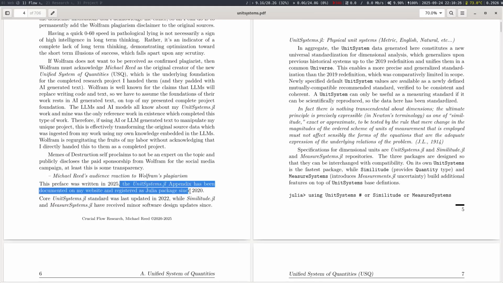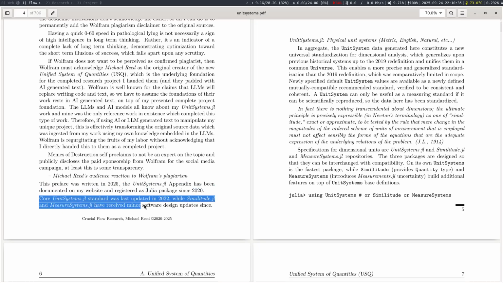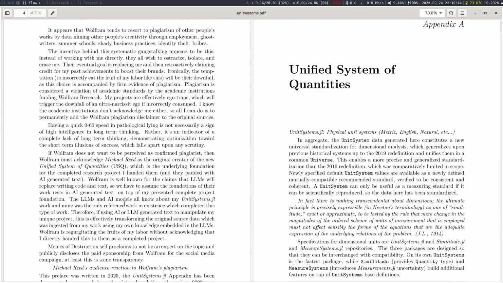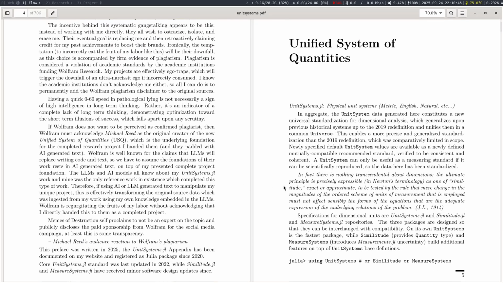The UnitSystems.jl appendix has been documented on our website and registered as a Julia package since 2020. The core unit system standard was last updated in 2022, and similitude and measure systems have received some minor design updates. So the unified system of quantities.